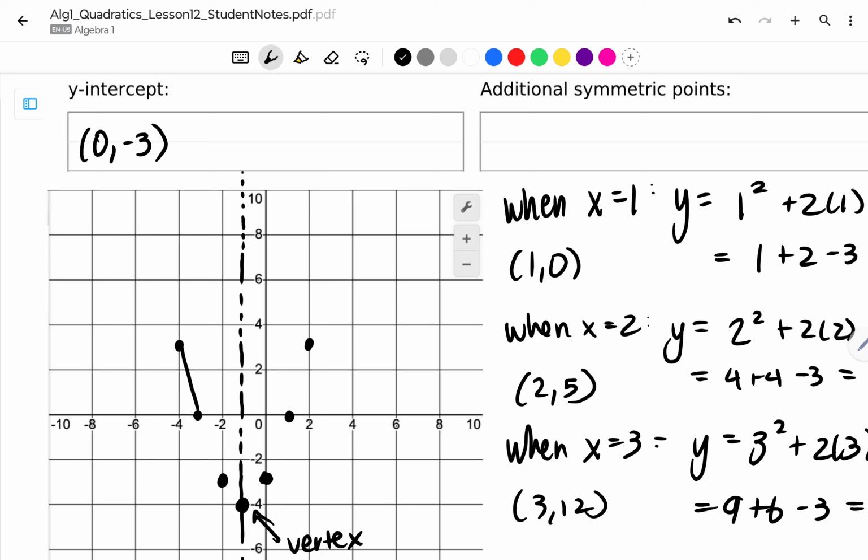Okay, so kind of guess where the rest of it goes. You're going to eyeball it, right? It's going to go up like that. It's going to go up like that. Okay.